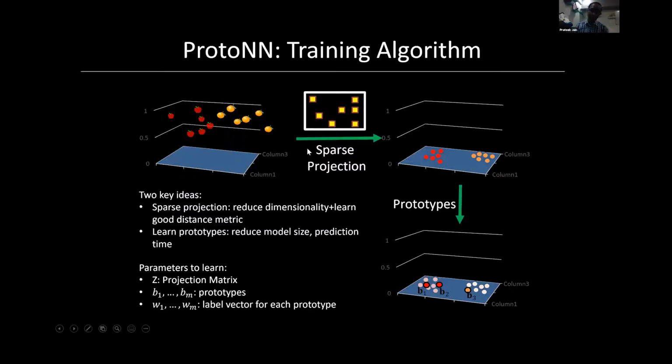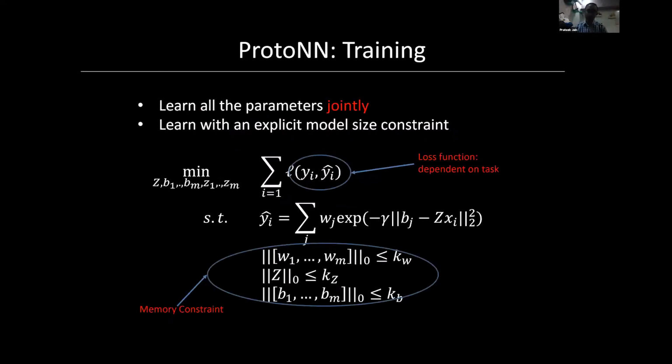So now the parameters that we are going to learn are the projection matrix, which should be sparse, the prototypes, which should be a very small number of prototypes, and the label vector for each prototype, right? And for this, we can now write down a very simple optimization problem. That is, what we are defining here is a loose form, a smooth version of k-nearest neighbor prediction.